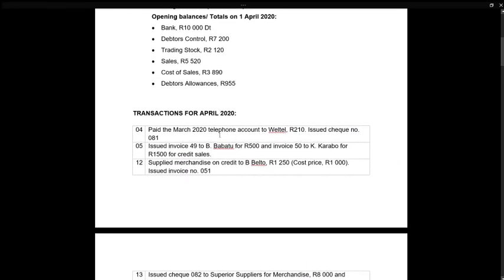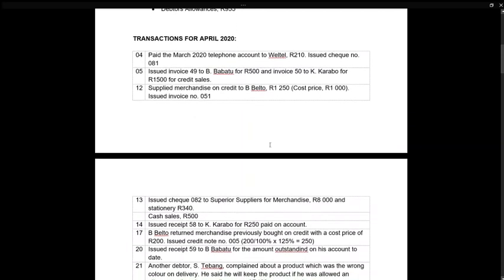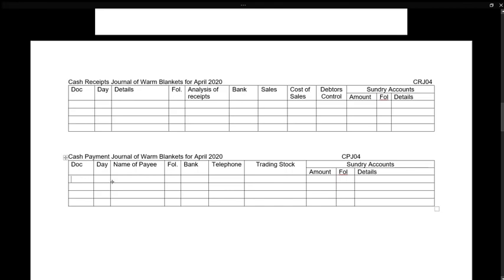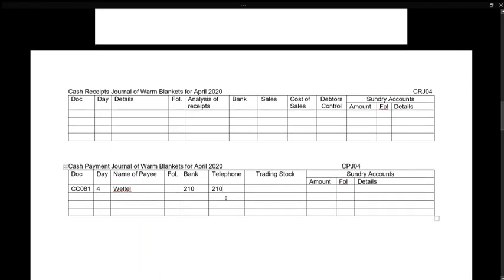Paid the March 2020 telephone account to Waltel 210 Rand, issued check number 081. That's a cash payment. So I'm going to go to my cash payment journal. So, check counterfoil 081. This took place on the 4th. Name of payee is Waltel. We are paying them 210 Rand for telephone expenses. They did provide a column for this, therefore telephone. Right. Next transaction.